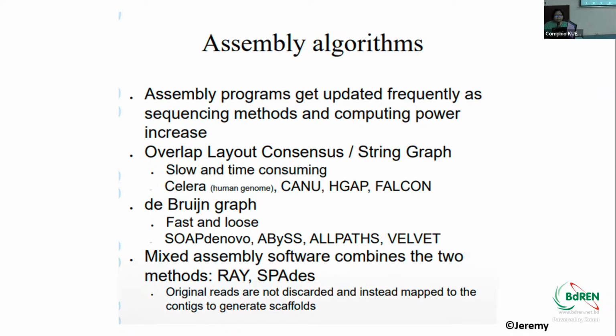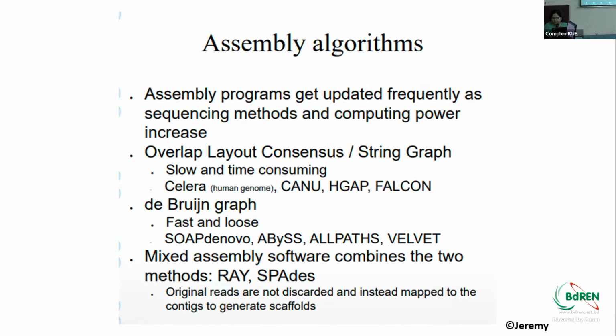You might be familiar with the names Celera, Canu, HGAP, Falcon. These follow the OLC. And SOAPdenovo, ABySS, ALLPATHS, Velvet are some names of the tools that follow the de Bruijn graph. In our hands-on, we will use Ray, which is a mixed assembly software that uses both methods. It's better to use the mixed assembly software.